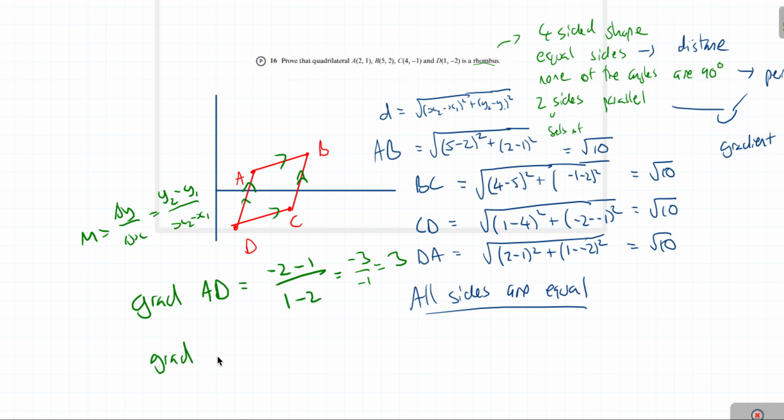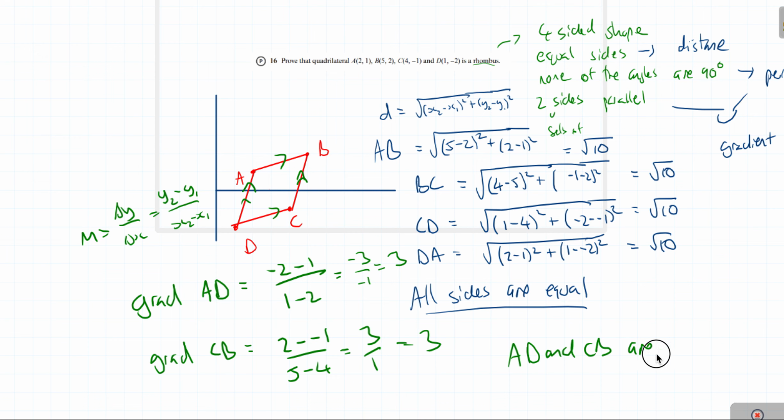CB is equal to 2 minus minus 1 divided by 5 minus 4. So 2 minus minus 1 is equal to 3. 5 minus 4 is equal to 1. That's equal to 3. So therefore, AD and CB are parallel.